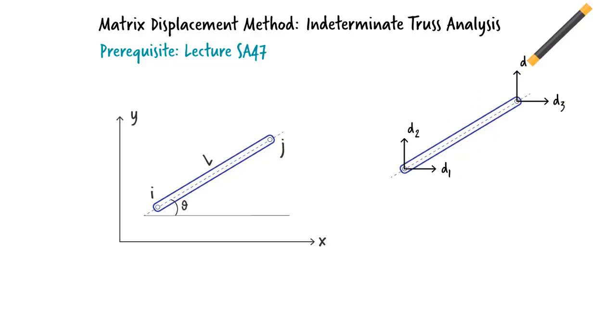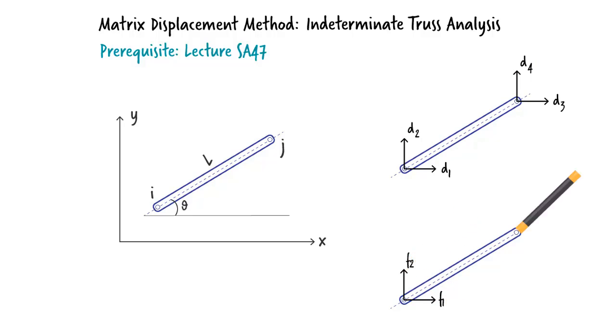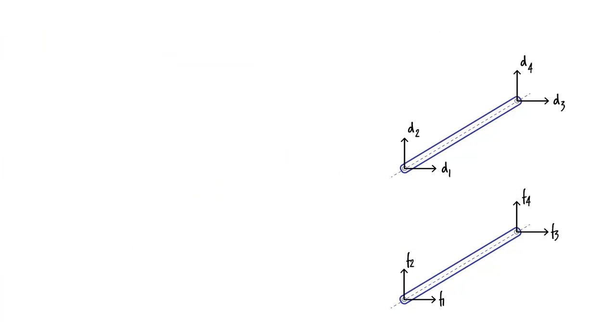The truss member has 4 degrees of freedom, 2 displacements in the x direction and 2 displacements in the y direction. We can also define 4 member-end forces, like this. There are 2 forces in the x direction and 2 forces in the y direction. As was explained in the previous lecture, the relationship between the displacement vector and the force vector can be written in matrix form, like this.